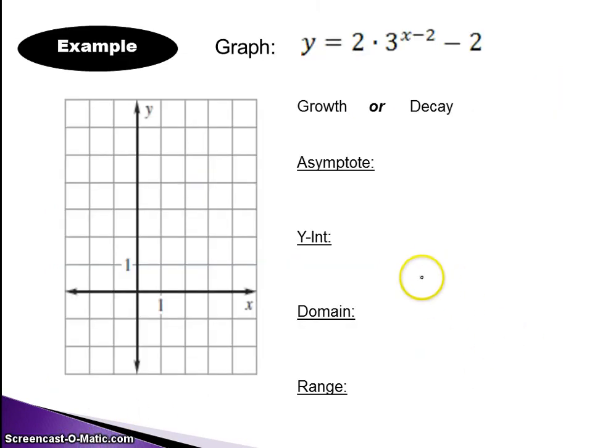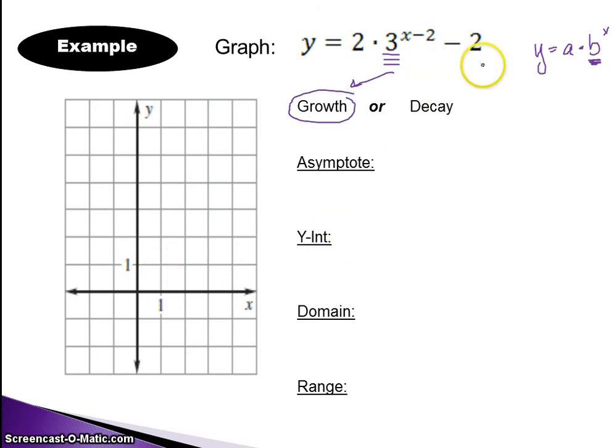So let's look at two more examples. The first one, y equals 2 times 3 to the power of x minus 2, minus 2. First thing, growth or decay. Remember our general form, y equals a times b to the x, and we said growth or decay depends upon this b, whatever's attached to that x. So when I'm looking at this equation, this is a 3, which is greater than 1, so that 3 tells me this is a growth.